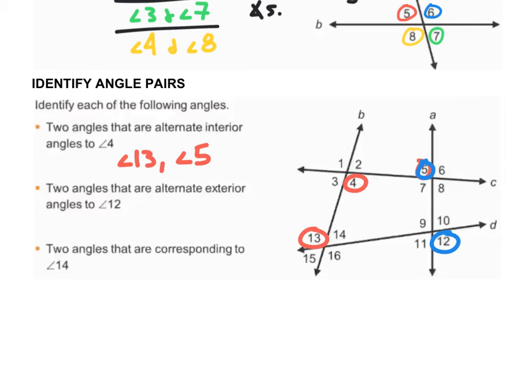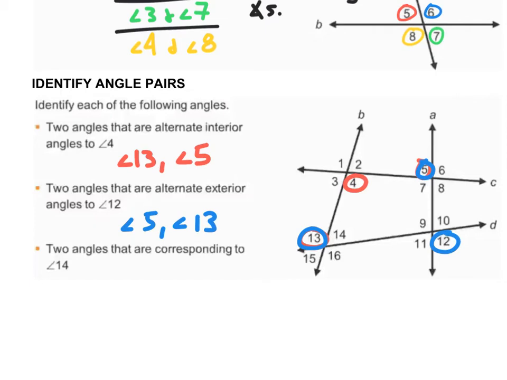And then also, here's angle 12, here's the interior. Let's look at B and A and D as our transversal. And so 12 is an exterior angle. The opposite or alternate exterior angle would be angle 13. It's weird that we're actually getting the same thing for both of those. So angle 5 and angle 13 are alternate exterior angles to 12.